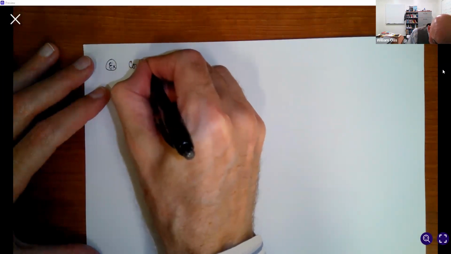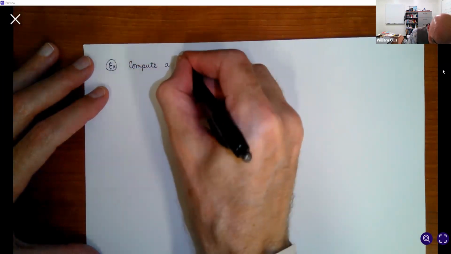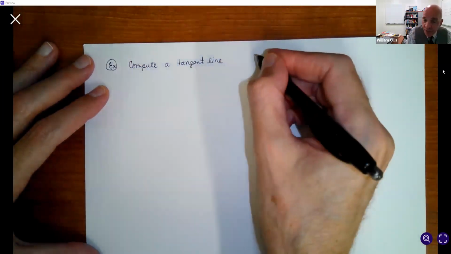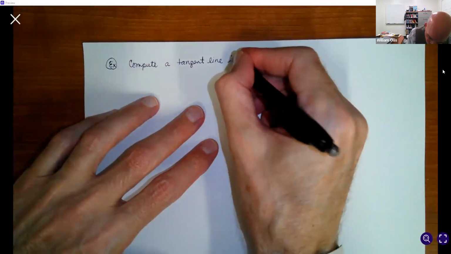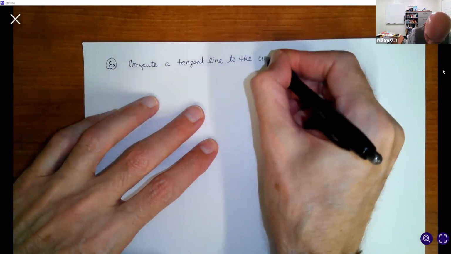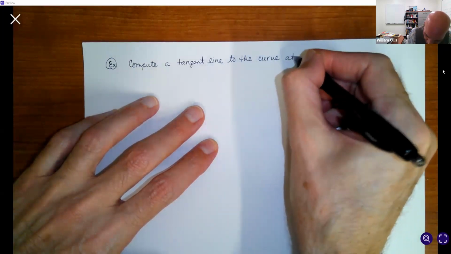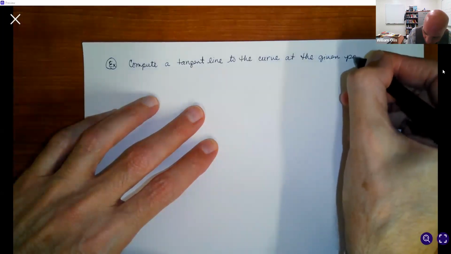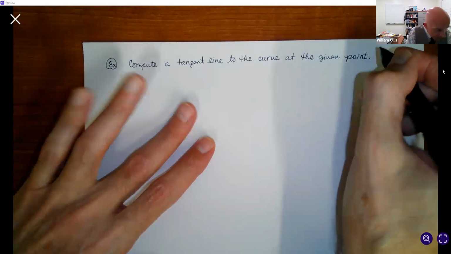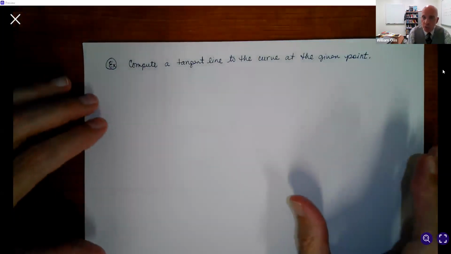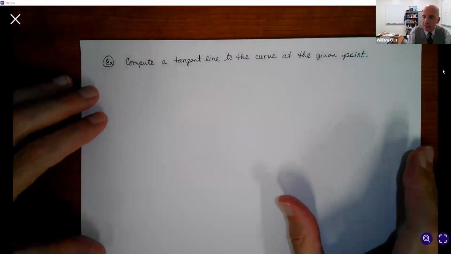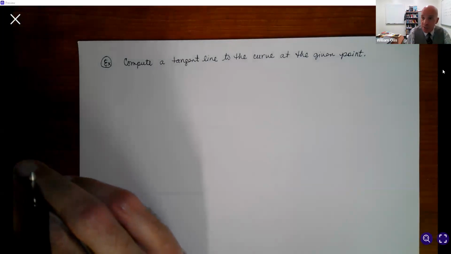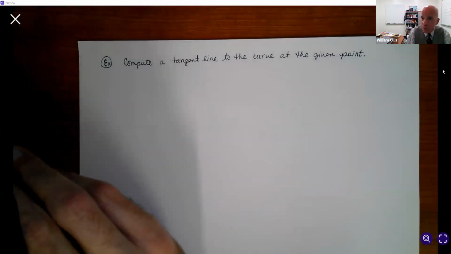So in this case, example, compute a tangent line to the curve at the given point. Now, just remember, it doesn't matter how you work with an equation. You can transform it algebraically and still get a correct form of the derivative. It may not look the same, but it will still be equivalent.